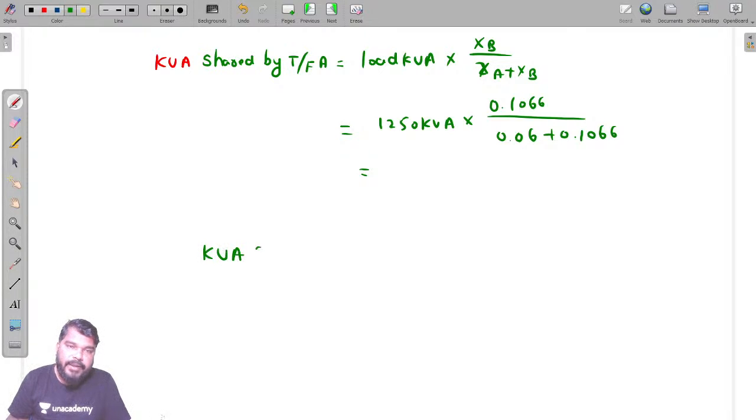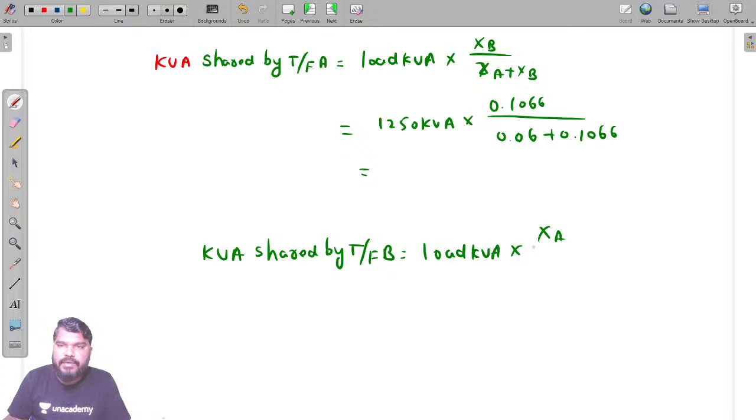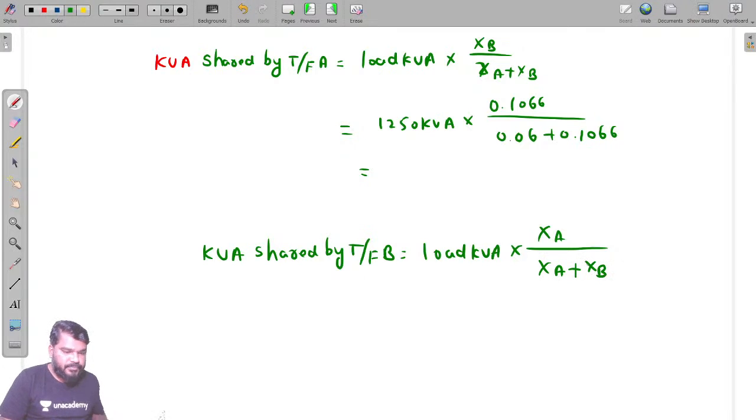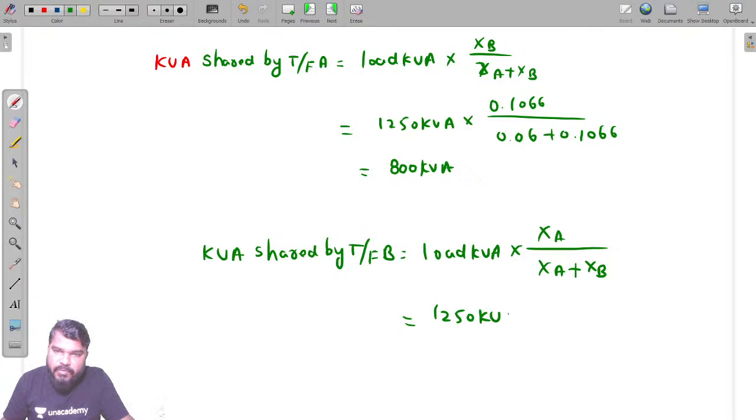And kVA shared by the transformer B. So now this is the load kVA into XA divided by XA plus XB. So this value is equal to 800 kVA, right? So now this value is equal to how much? It is 1250 kVA into XA is equal to, what is the value of XA?